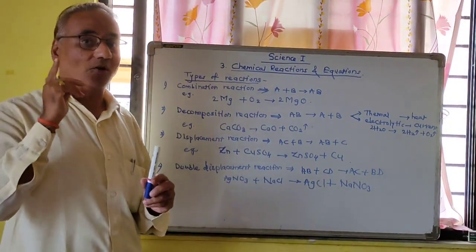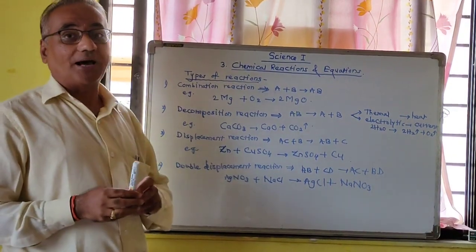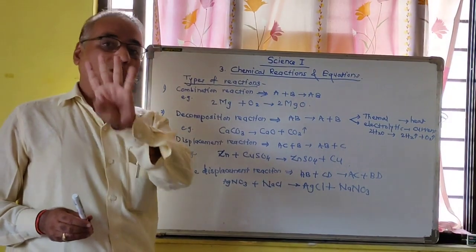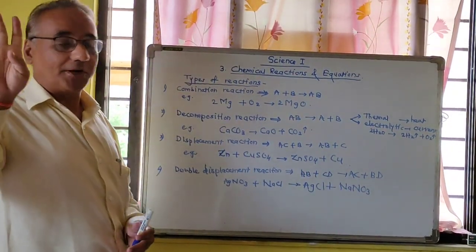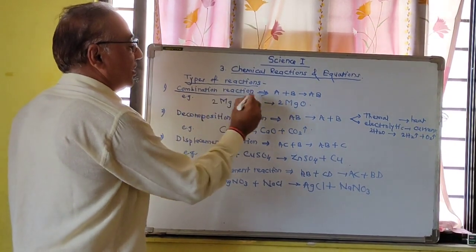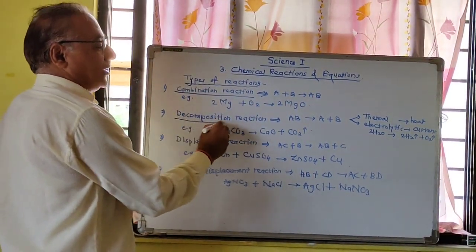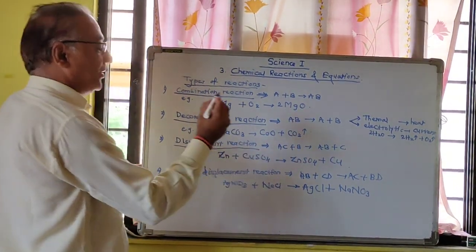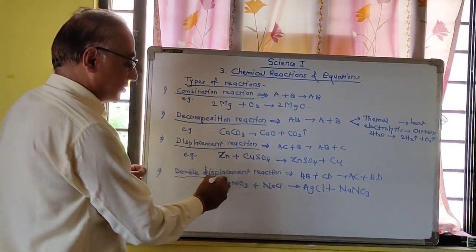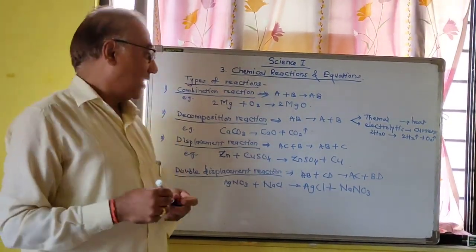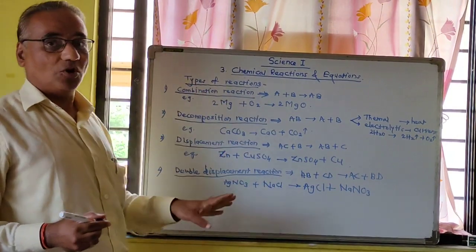Now here, first of all, let us try to understand what are the types of chemical reaction. There are four types of chemical reaction. What are those four types? The first one is known as combination reaction. The second one is known as decomposition reaction. The third one is known as displacement reaction, and the fourth one is known as double displacement reaction. Right? These are the four types of reaction.